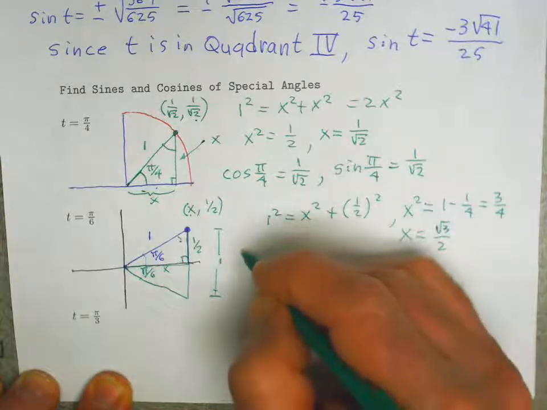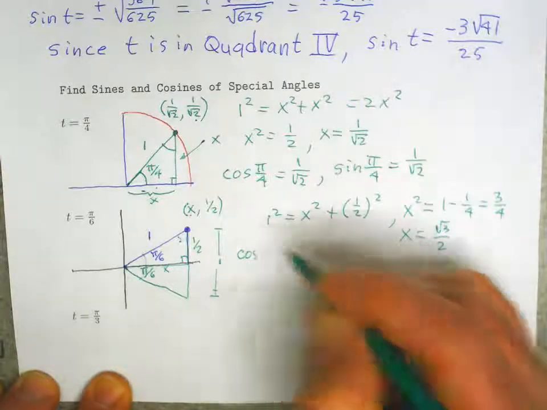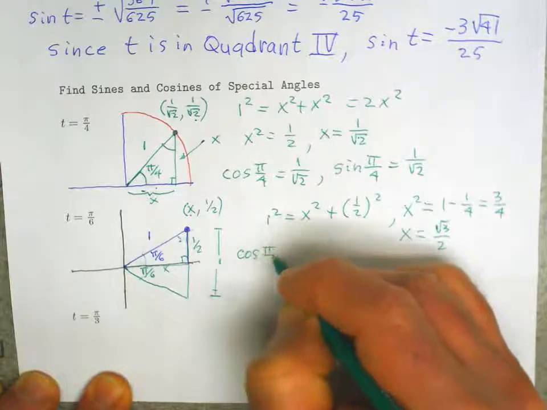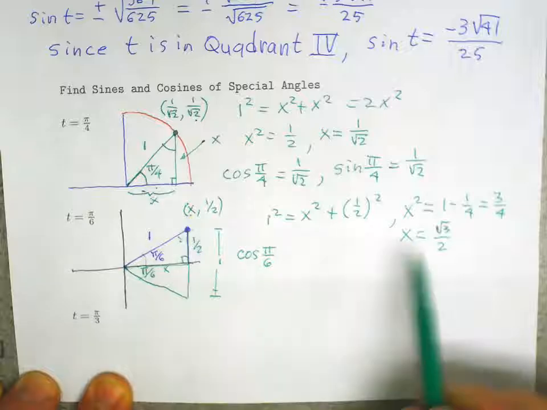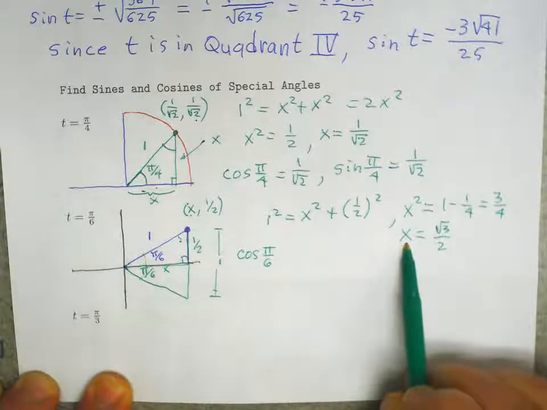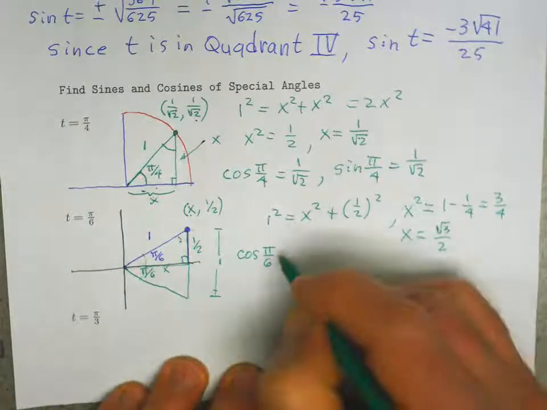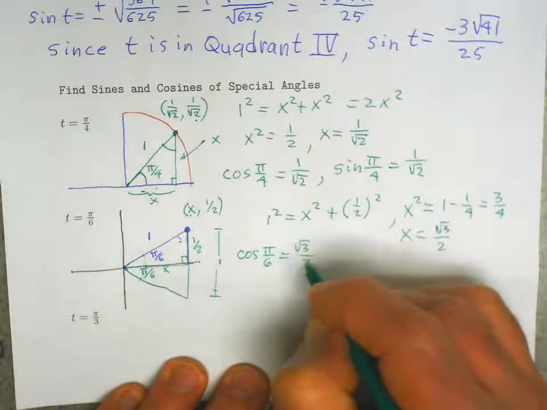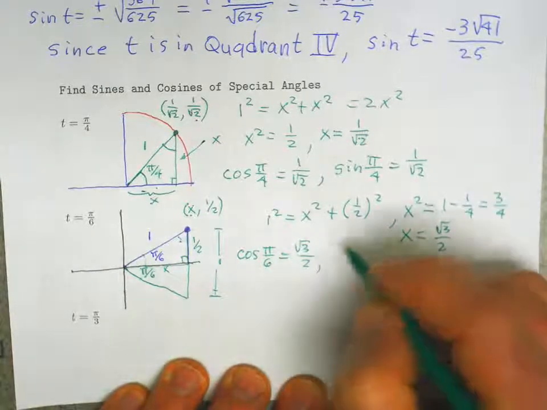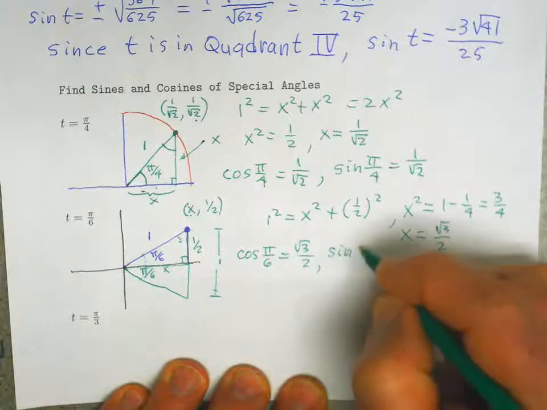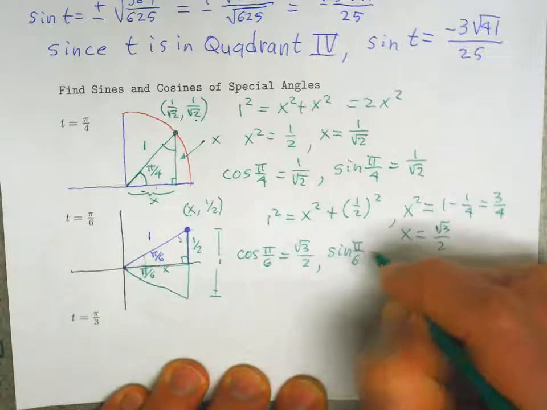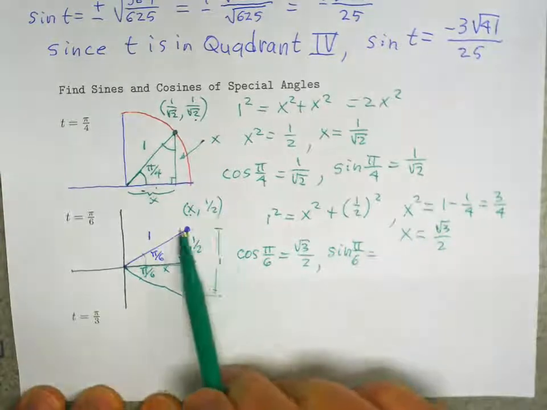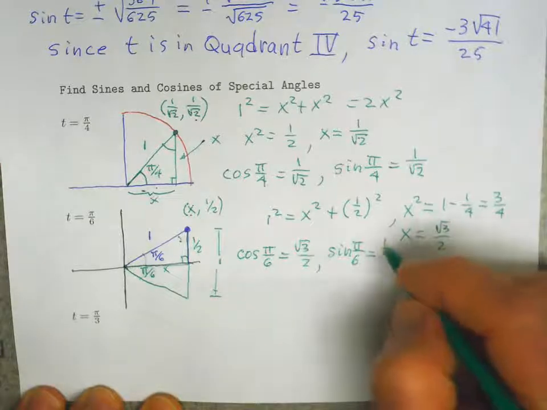So we'll just write down what we already know. Cosine of pi over 6 is equal to the x-coordinate of that point on the unit circle, but we found it to be equal to the square root of 3 over 2. And the sine of pi over 6 is the y-coordinate of this point on the unit circle, which is equal to 1/2.